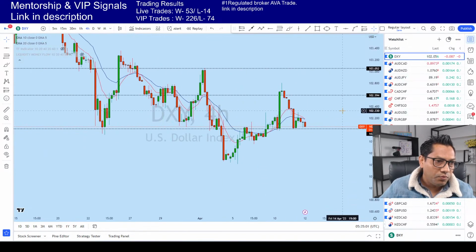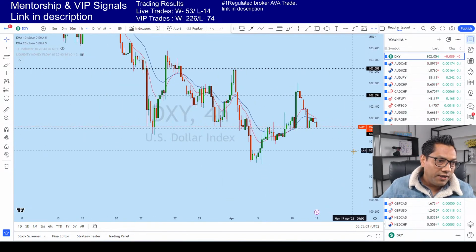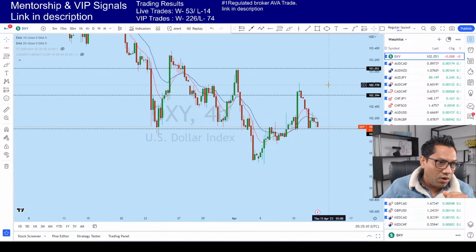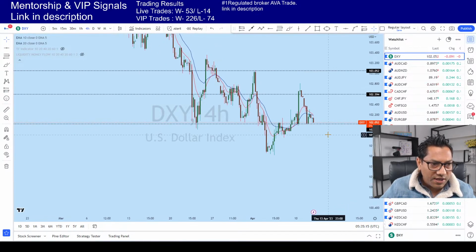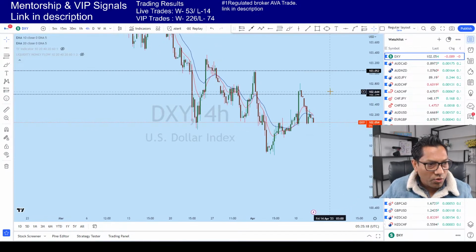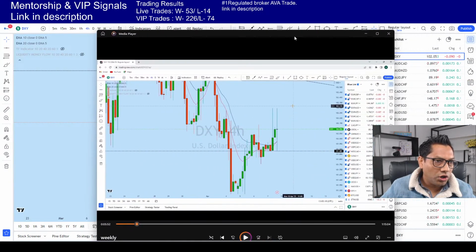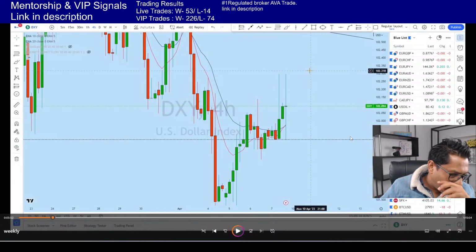Now DXY has done exactly as per the analysis that we posted in our weekly Forex forecast. You might be asking how the weekly Forex forecast has done. As you can see, this is what was exactly expected. I'll just quickly bring that file to you so that you know exactly what happened. This is the reason I'm bringing these references.